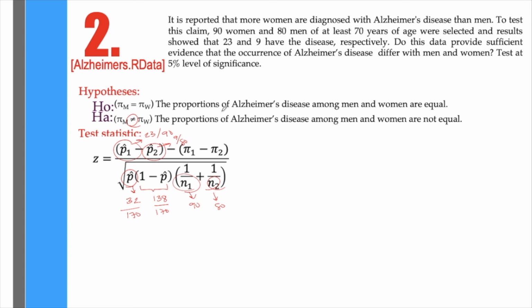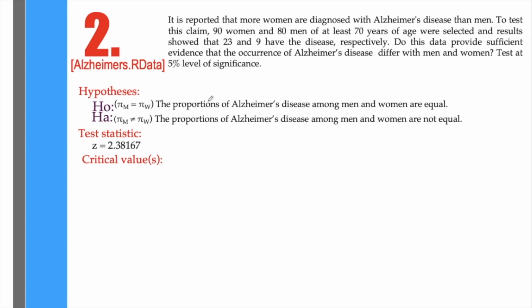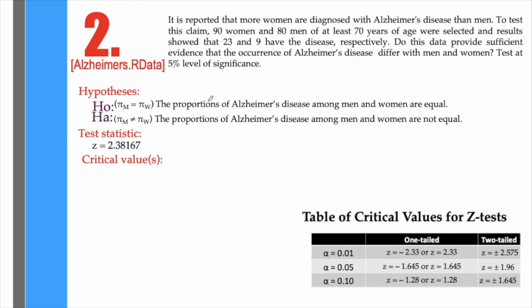And of course, under the null hypothesis, since the population proportions are assumed to be equal, then this value is assumed to be 0 under the null hypothesis. And computing for the value of z, we're going to have 2.38167. As for the critical value, still we're going to make use of the table of critical values for z-tests.